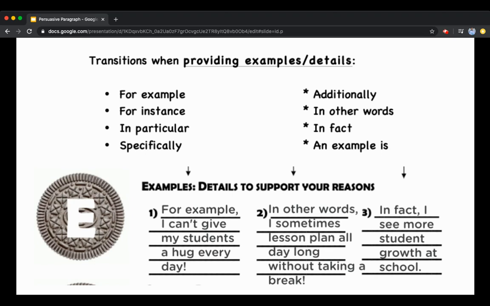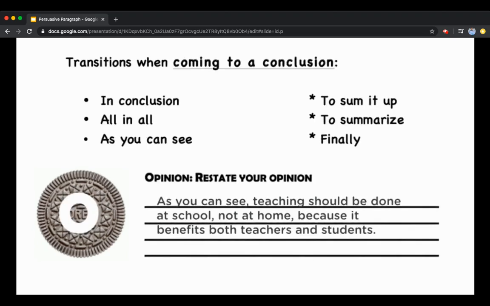These examples make my reasons even more powerful, and they show readers that I actually know what I'm talking about and that you should maybe believe me because I gave some good evidence. Now, for my very last sentence of my paragraph, I am going to restate my opinion, but I'm going to add a little bit of emotion, and I'm also going to add this transition sentence. As you can see, teaching should be done at school, not at home, because it benefits both teachers and students.